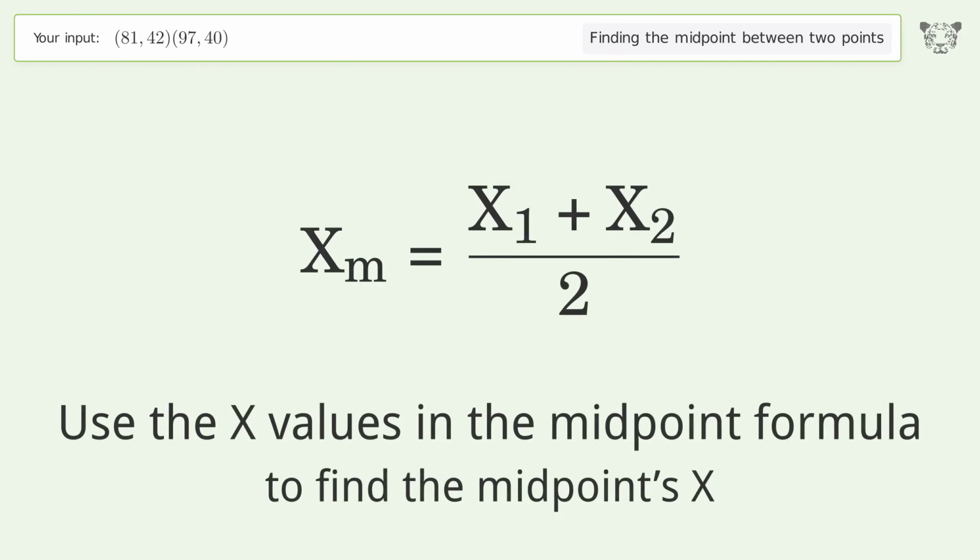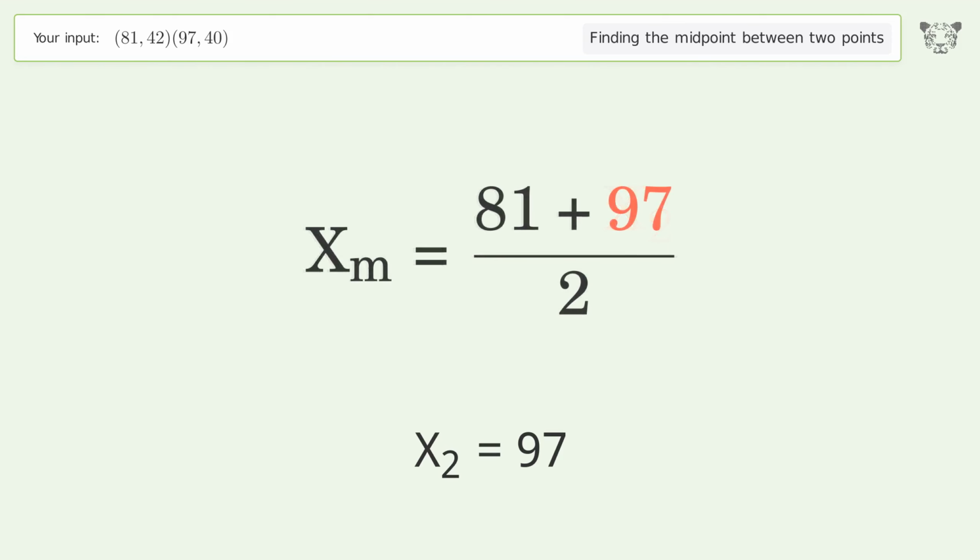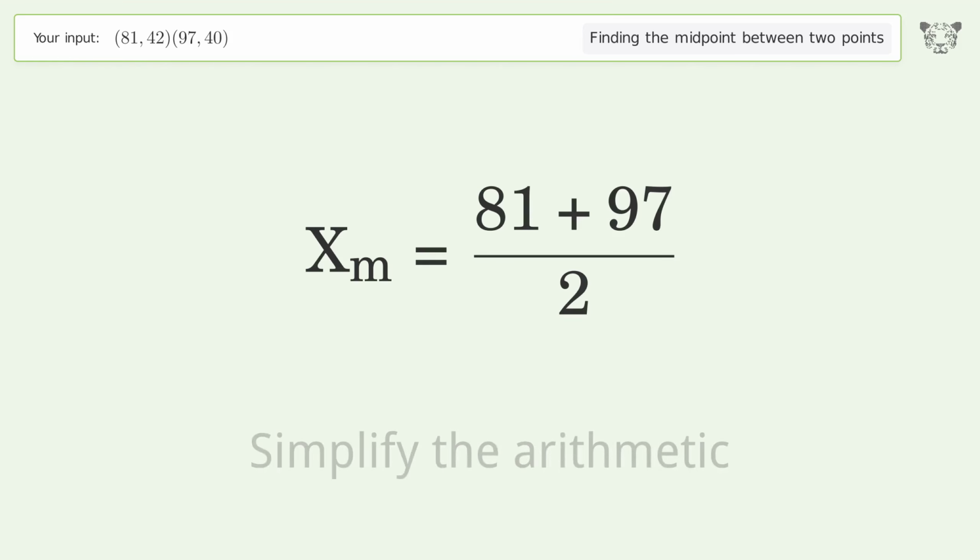Use the x values in the midpoint formula to find the midpoint's x. x1 equals 81. x2 equals 97. Simplify the arithmetic.